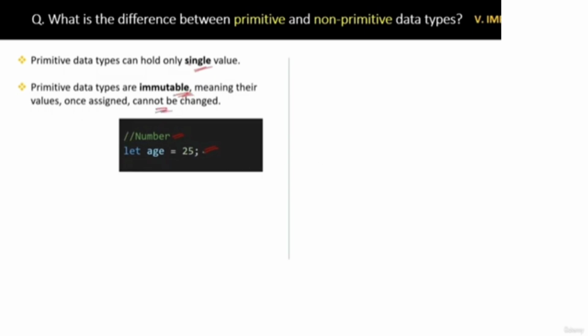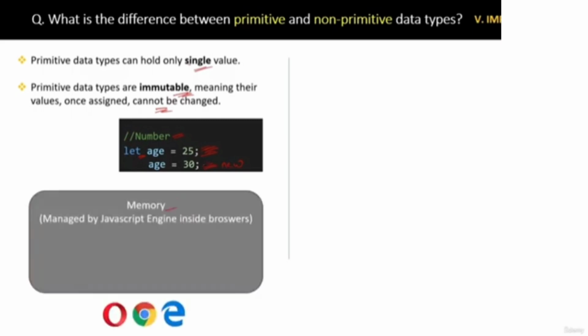For example, if you change the value of a number, which is a primitive data type, like this, we assigned a new value to age. Then from outside, it looks like the variable value is modified. But internally, a new variable age is created in the memory of JavaScript and assigned a new value. What happened actually is, for example, this is the memory managed by the JavaScript engine inside the browser. When a new age variable is created for the first time, a new memory is occupied by this variable and the value is stored there in the memory address.